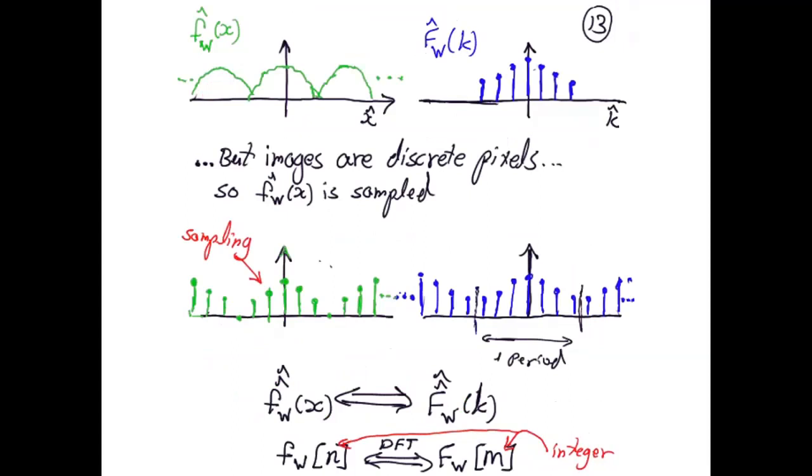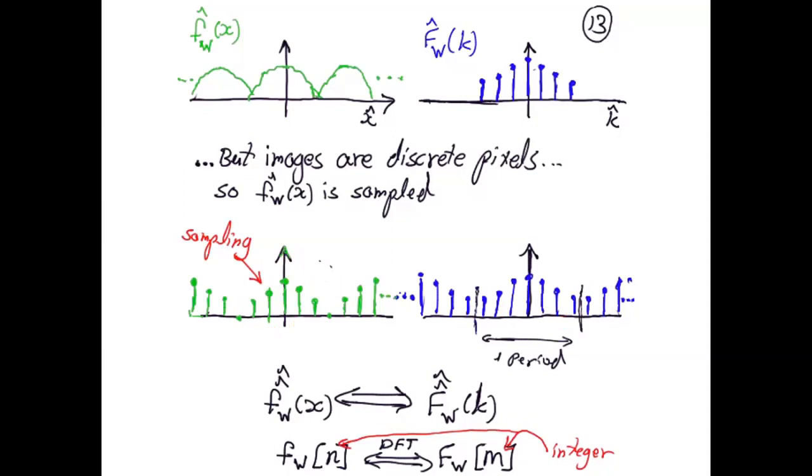But if you think about it, we sampled the frequency domain, and this was F sub W hat of X, but images are also discrete in pixels. So in fact, we also sample the image domain. This is kind of how it looks. And so effectively, by sampling the image, we also assume that the frequency domain is periodic. Every domain that you sample makes the other domain periodic. The fact that the image is represented by discrete samples, because we display it on a computer, also makes the frequency domain periodic.